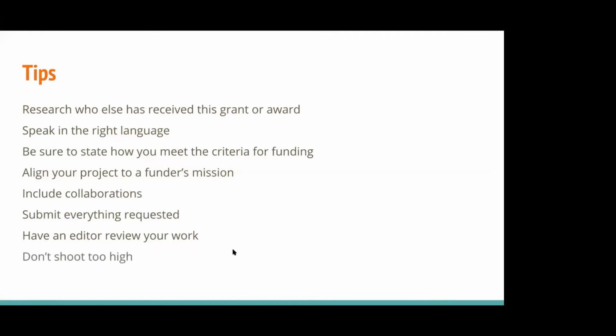And finally, don't shoot too high. So if you're looking at an RFP and this funder is offering up to $500,000 for a project that's way outside of your scope, and you're saying, oh my gosh, that is a lot of money. I could really use that money. But does it require more infrastructure than you actually have? Does it require more employees, more staff than you have? You don't want to commit to something you don't think you're going to be able to follow through on. So be realistic. Don't shoot for a project that's huge and something that you don't know if you can actually pull off.